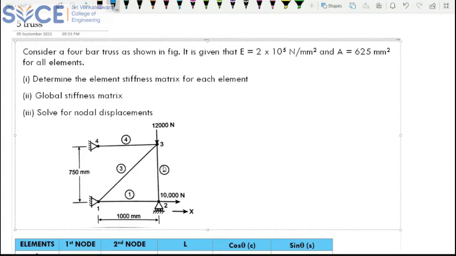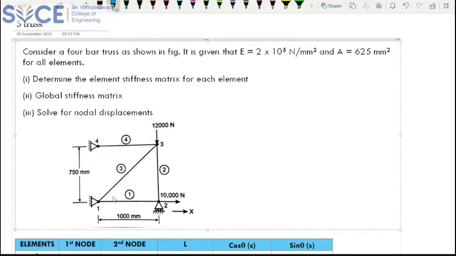The first step is identifying your nodal connectivity and what the elements are. So you have four elements: element 1, element 2, element 3, and element 4. And you know how it is connected. Element 1 is connecting nodal points 1 and 2. Element 2 is connecting nodal points 2 and 3.